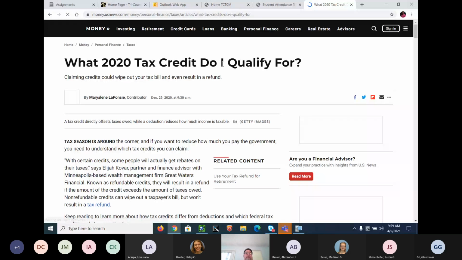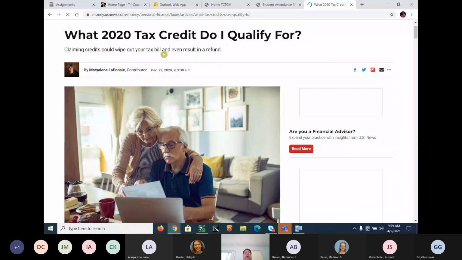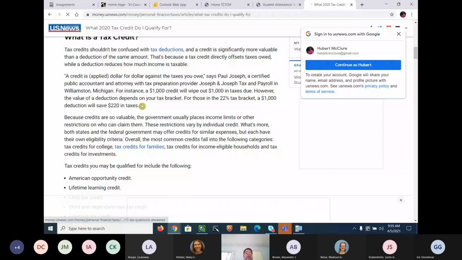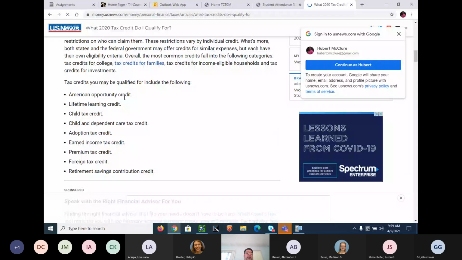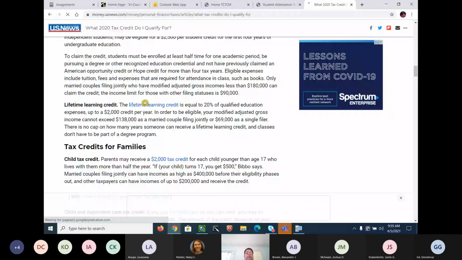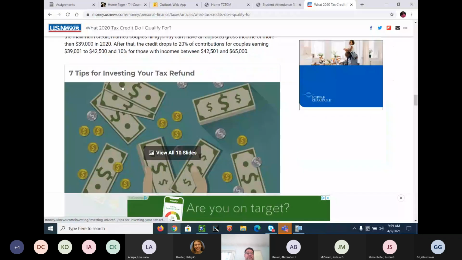And you can look it up, and claiming credits can wipe out your tax bill. Looking for some examples. Here we go. American Opportunity, Lifetime Learning Credit, Adoption Tax Credit, Earned Income Credit, Premium Tax Credit, Foreign Tax Credit, Retirement Savings Contribution, all that kind of stuff. They give you some other ideas too. I'm looking for stuff like solar, but you just have to do your research.